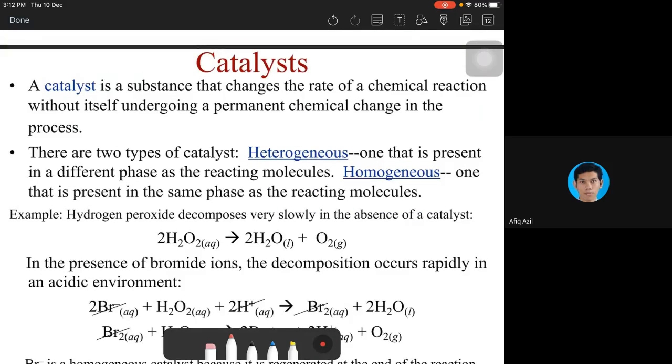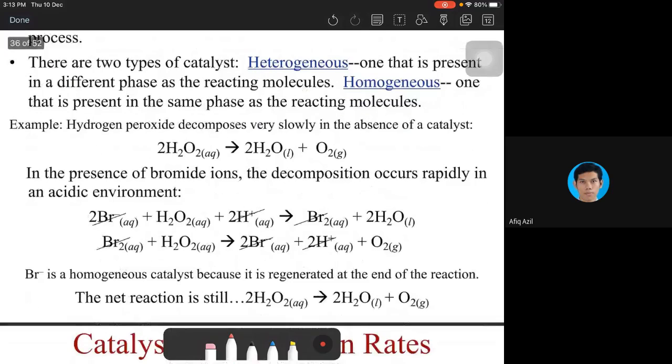So a catalyst is a substance that changes the rate of a chemical reaction without itself undergoing a permanent chemical change in the process. Okay, there are two types of catalysts. One is called a heterogeneous catalyst and another one is a homogeneous catalyst. So hetero is a catalyst that has a different phase from the reacting molecules, while for homogeneous, the phase of the catalyst and reactant are the same.